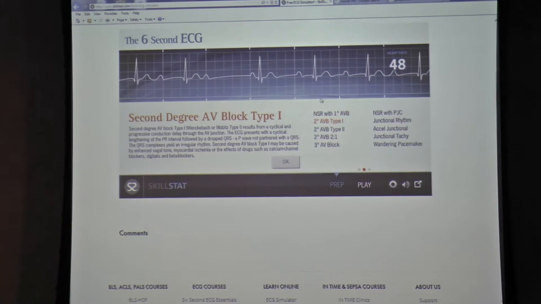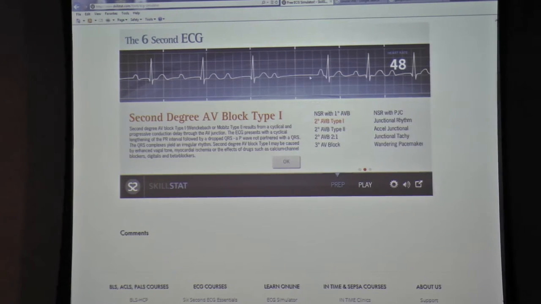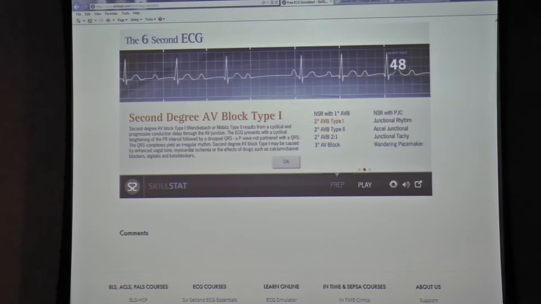Here we have, let me let it go a little further. Okay, so here we have a long PR interval, a longer PR interval, a longer PR interval, and then what? Just a dropped beat, just a P wave with no ventricular response, and then it repeats itself over and over again. So this one would be a second degree type 1 that's sometimes called Wenckebach.